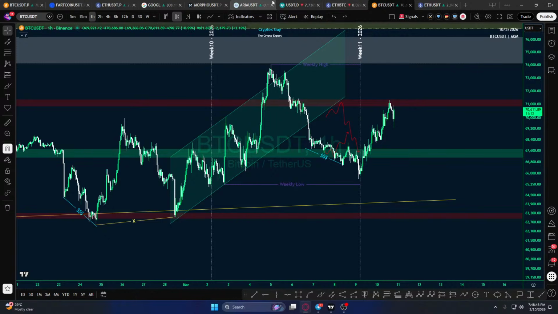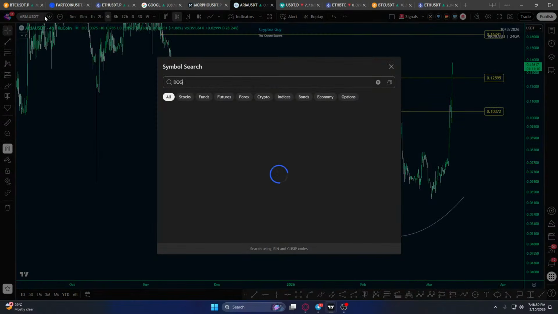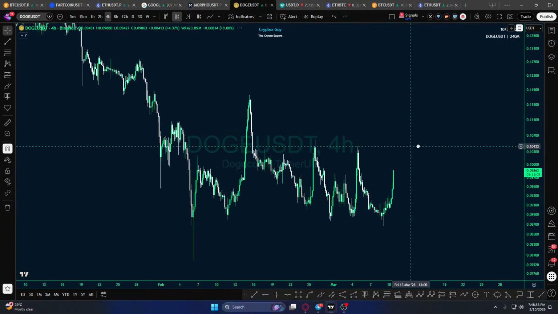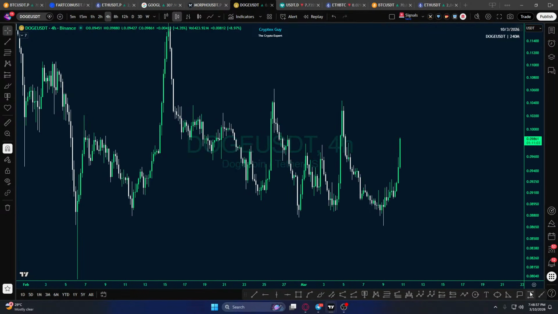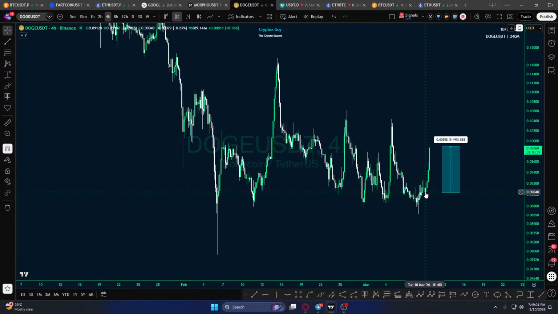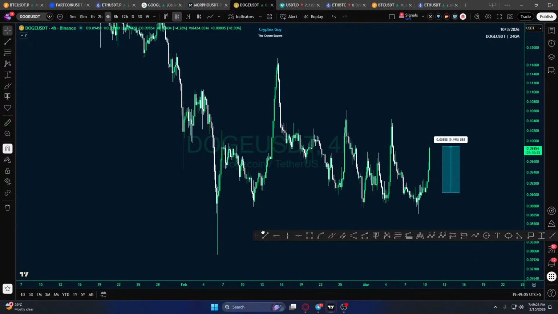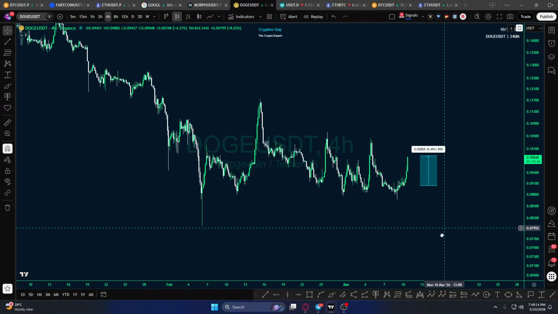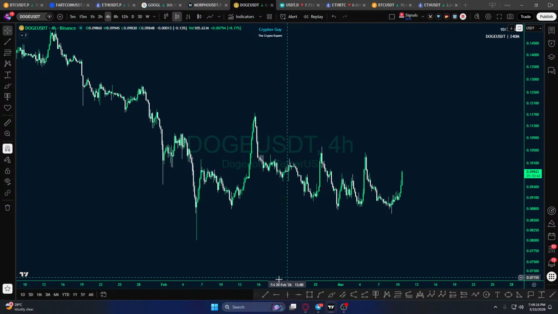Let me see Doge here, just because Doge is somewhat related to Elon Musk. You can see it has pumped around 10% from the lows since 1 a.m. on my clock. It's 7 p.m. here. So in around 4 to 5 candles, it has pumped around 10%. This can also give a short opportunity.